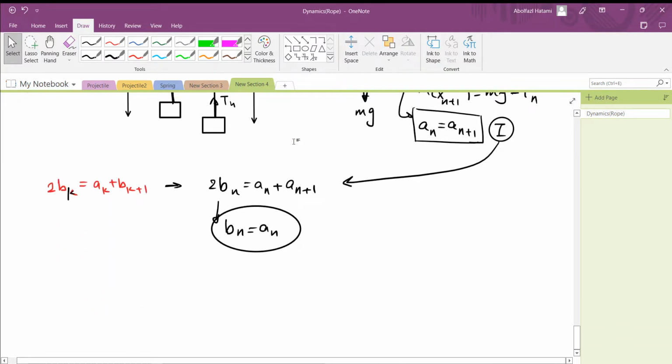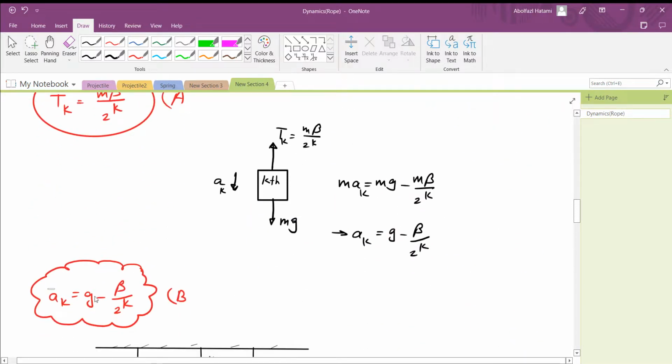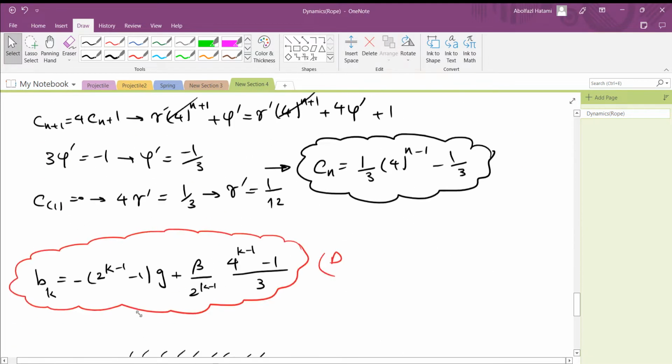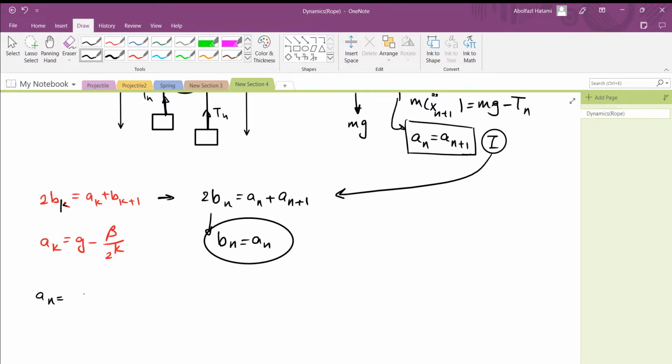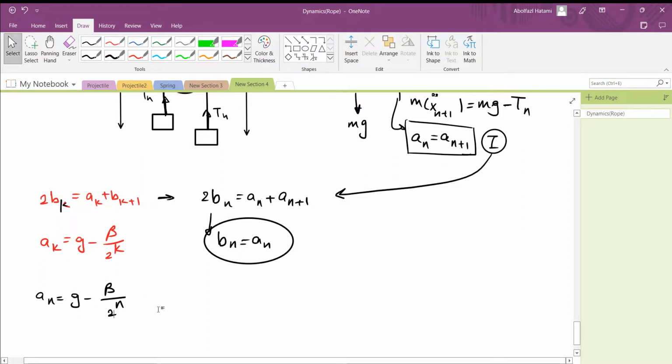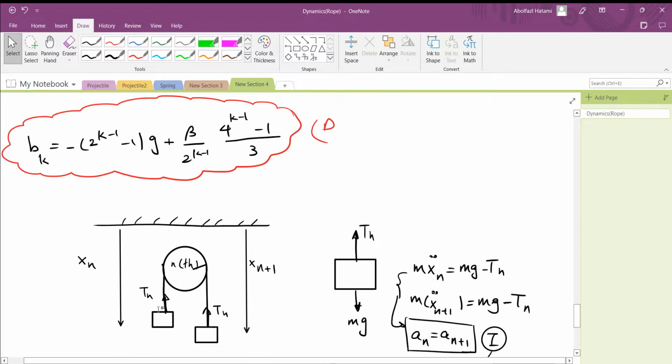And also we have an. What is an? Here we obtained a of k. Let me copy this again and paste it here. We also had ak, so an is just g minus beta divided by 2 to the power n. So now we have a of n in terms of g and beta.